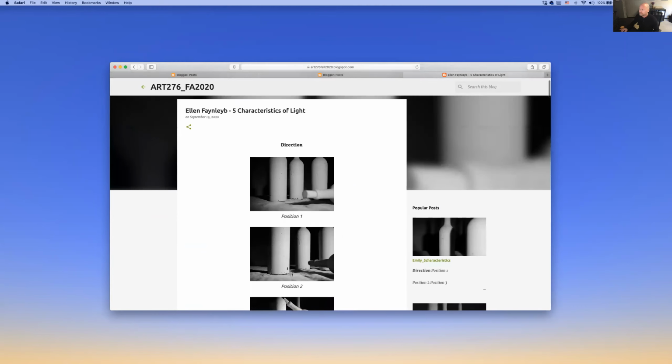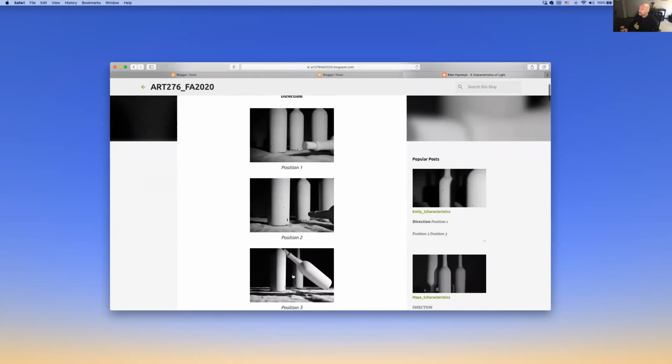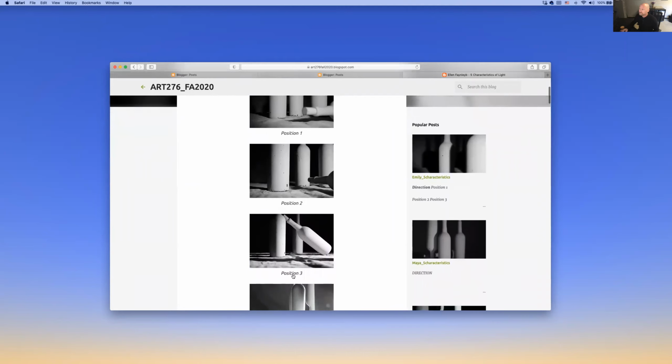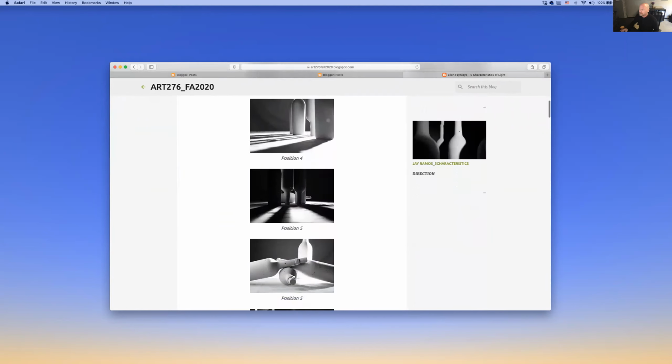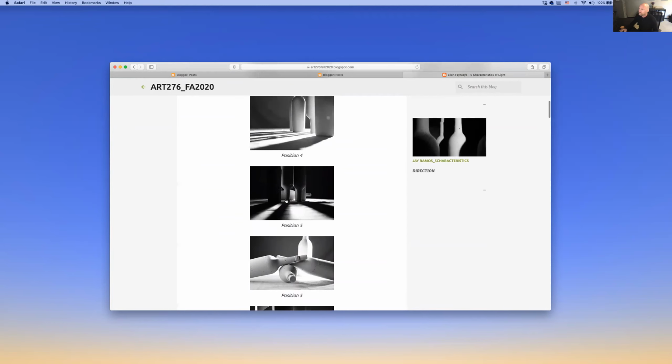So let's take a look. Position 1, position 2, 3, 4, 5. We can definitely see the light shifting around. You know, here, this seems to be a mistake. This is not position 5. There's light up front here, and I can tell that the light is sort of coming from this direction. So position 5 is not correct for that.